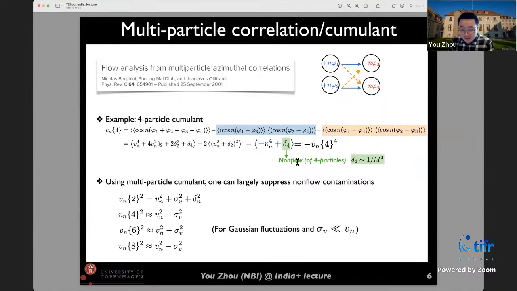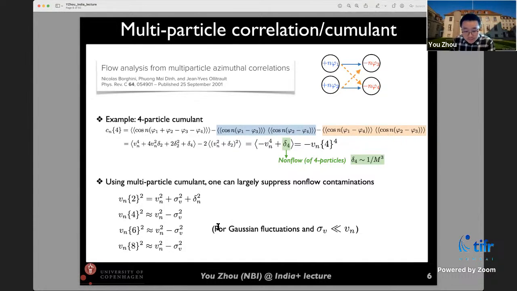And as you can see, this is basically non-flow that's coming from 4 particles. And resonance decay, which decays into 2 particles, will not really affect this measurement. So in that sense, by using the 4-particle cumulants, you can largely suppress the non-flow contributions in experiments. Similarly, we can also use multi-particle cumulants, V2{6} with 6 particles or V2{8} with 8 particles, to measure the flow coefficient. And they can largely suppress the non-flow as well.